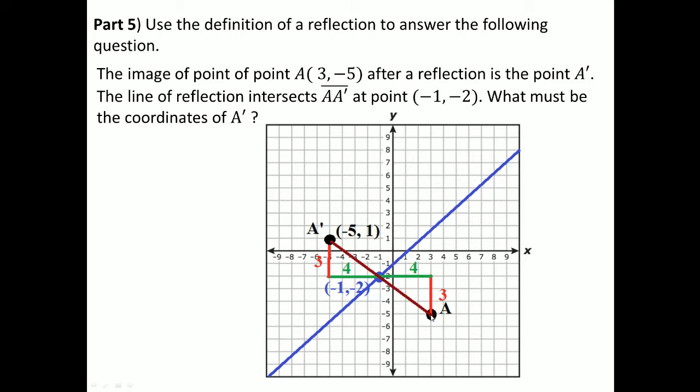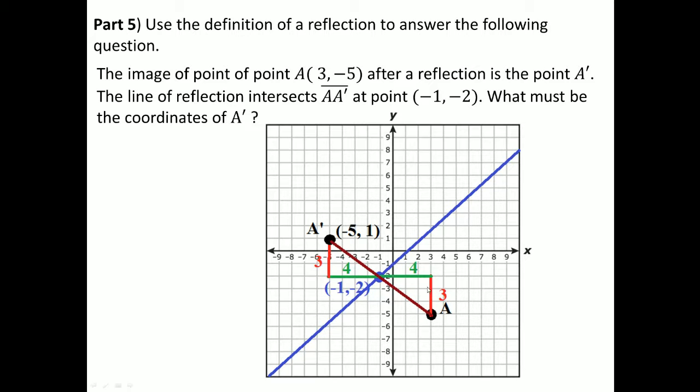So the distance from A to the line of reflection is this hypotenuse. I think it's 5, because it goes up 3 across 4. If you do the Pythagorean theorem for this right triangle, you should get 5 as the hypotenuse. That is the distance from A to the blue line, which is the line of reflection. So that distance of 5 would be the same thing here, right?